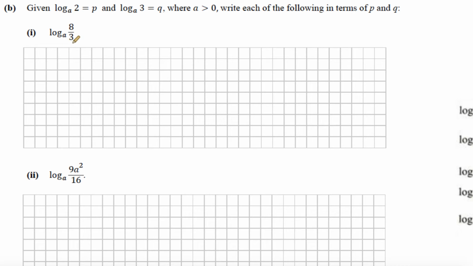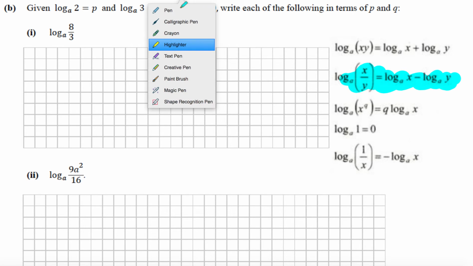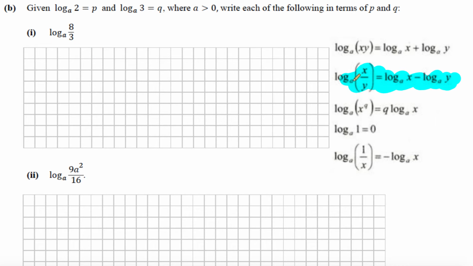So here we can see, first of all, it's a good idea to have your rules of logs from the tables book beside you. So the first rule I'm going to be trying to apply here is this one. If the log of x over y to the base a is equal to the log of x to the base a minus the log of y to the base a. So here x and y is 8 and 3, so that's going to be equal to the log to the base a of 8 minus the log to the base a of 3.